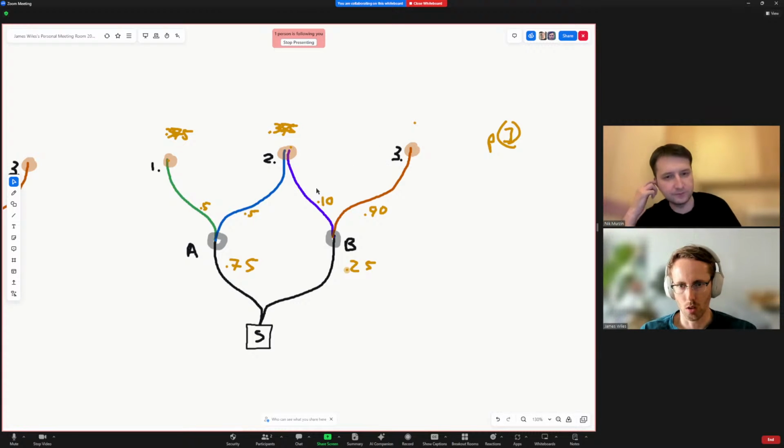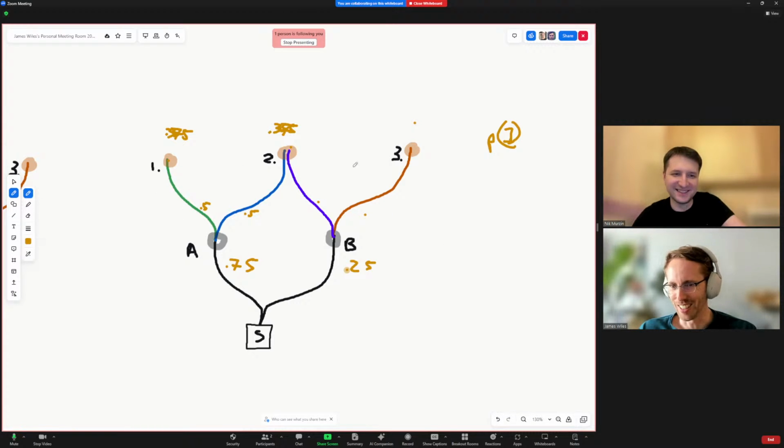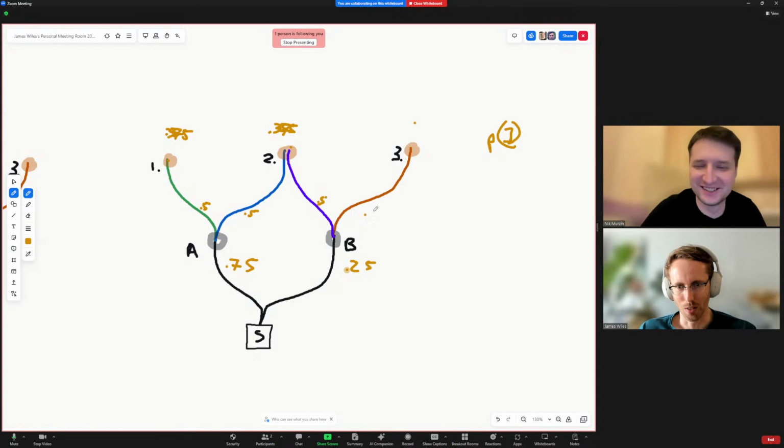So let's, for simplicity, make this 0.5 and 0.5 and 0.5 again. I should have prepared my presentation a bit better, so I didn't have to figure it out as I'm going here. But let's just say this is 0.5 and 0.5 as well.